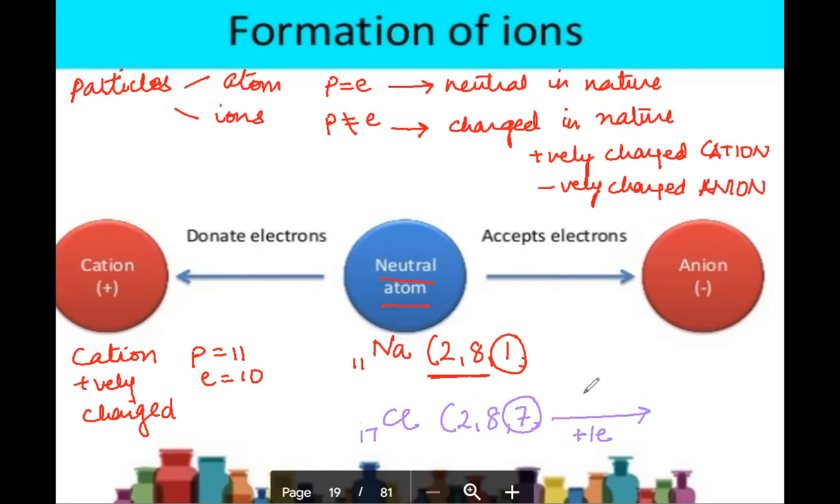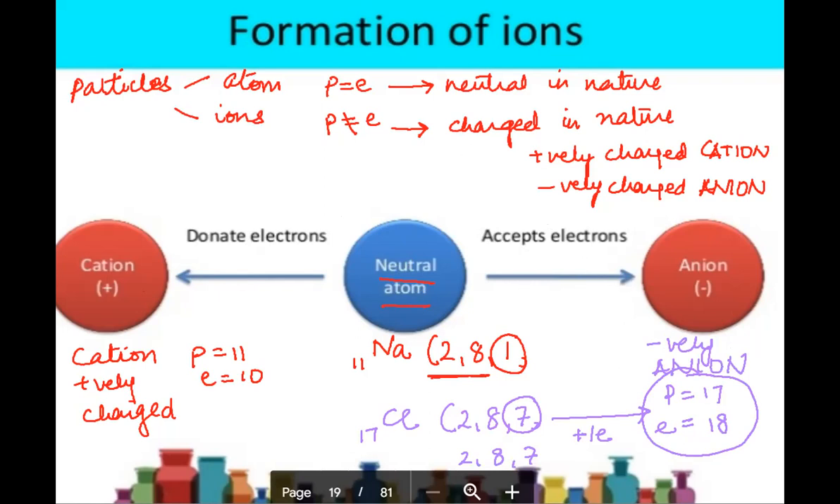On acquiring one electron, its configuration will be 2, 8, 8. But its protons will remain 17 and its electrons will become 18. There is again a mismatch here. There's one electron extra. So this is going to form a negatively charged particle, which is going to be known as an anion. So this is how the neutral atoms form the charged particles, either cation or anion.